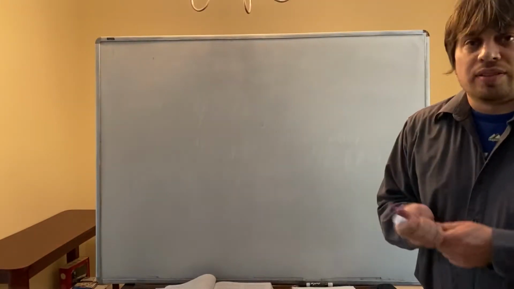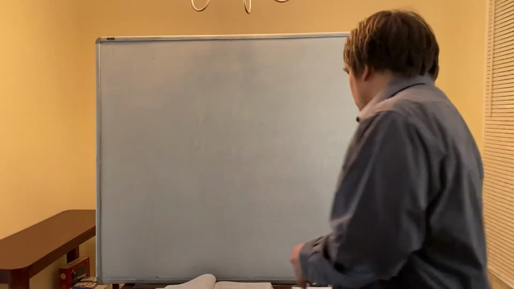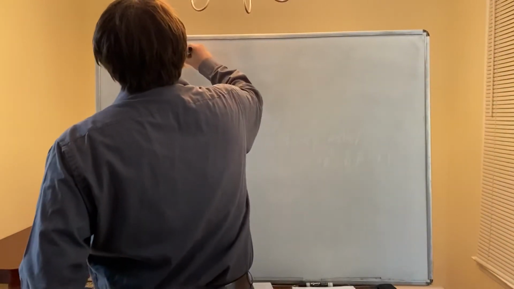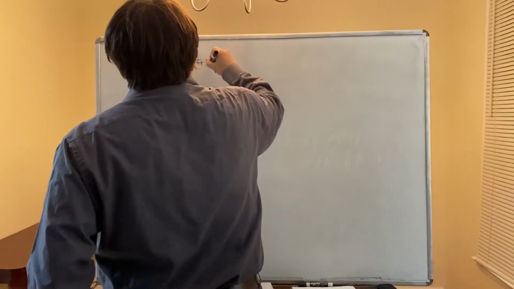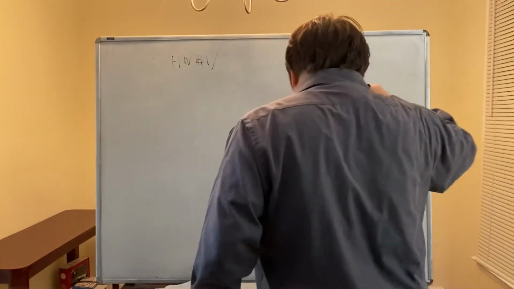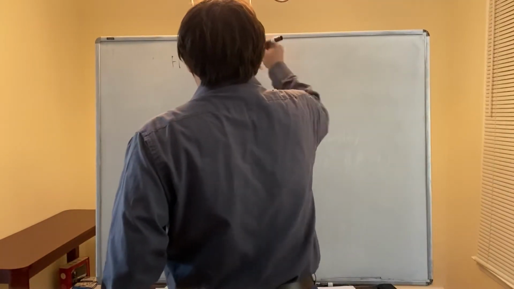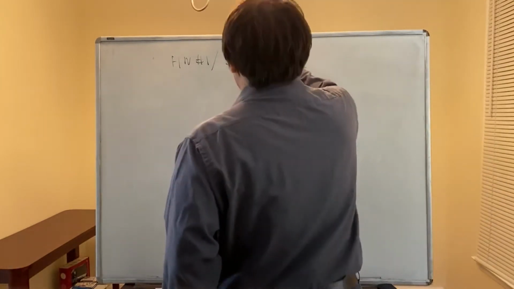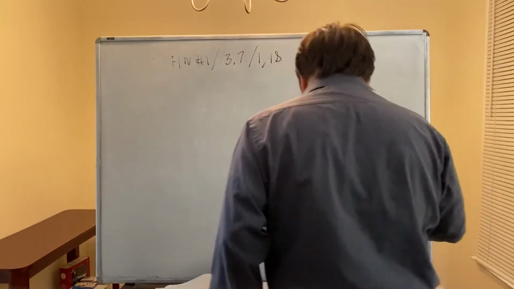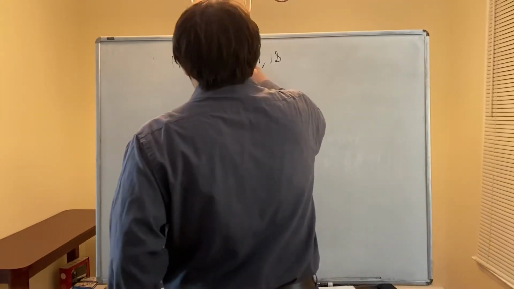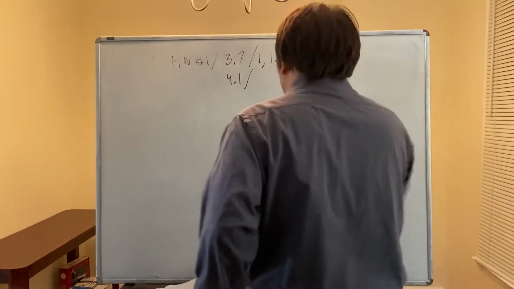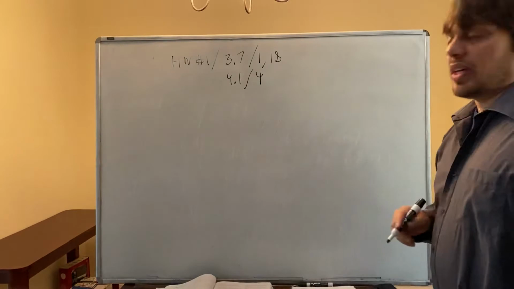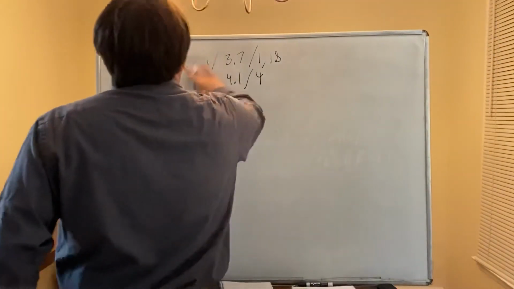Hi, so this is to go over the homework. For homework number one, we had 3.7, and for 3.7, we had a few problems. We're going to go over numbers 1 and 18 in 3.7, and in 4.1, we're going to go over number 4. Okay, homework number 1, those problems.